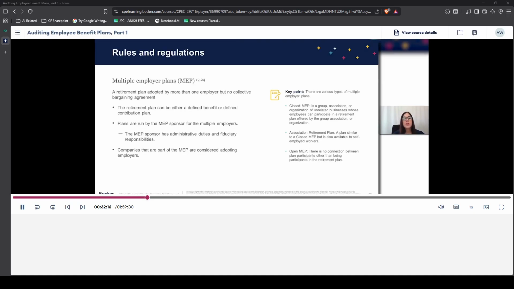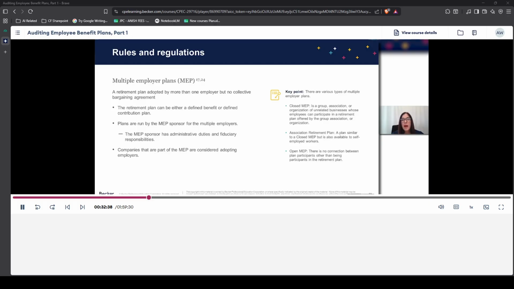Then that brings us to our multiple employer plans. Generally, with your multiple employer plans, again, you have more than one participating employer, but there's no collective bargaining agreement with the multiple employer plan. Again, these MEPs can be defined benefit or defined contribution.